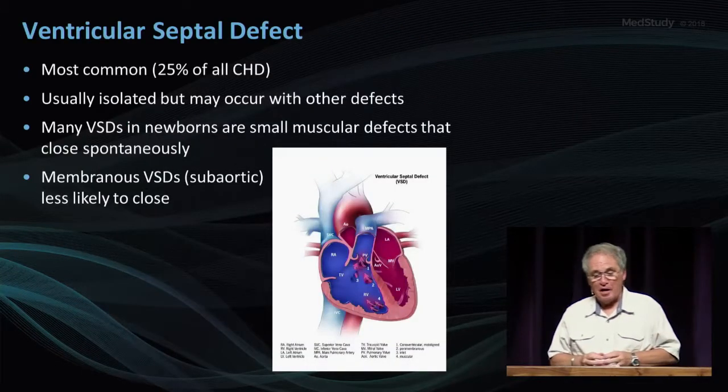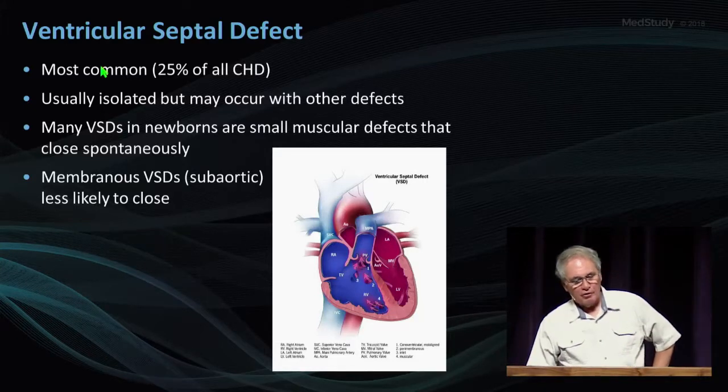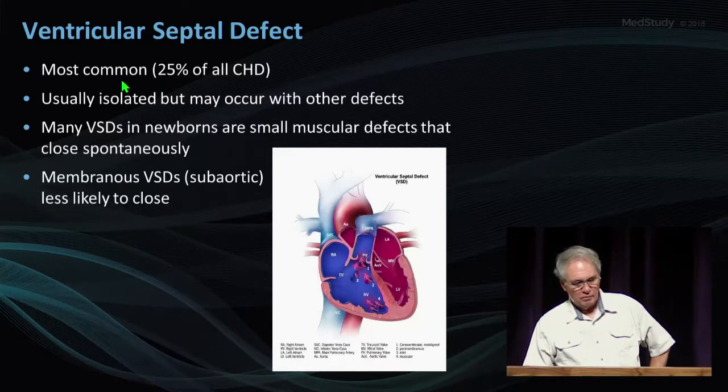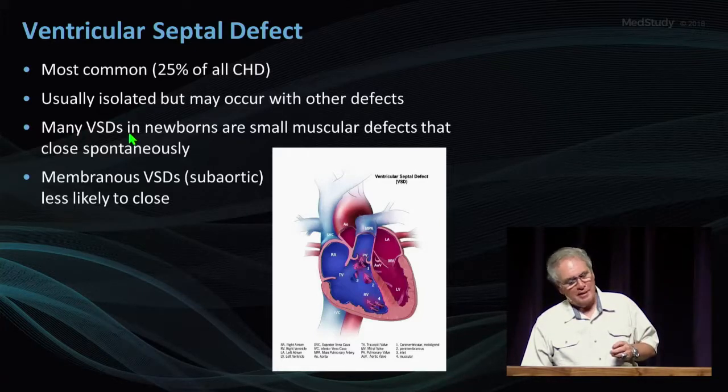Okay, let's talk about some of these common left to right shunts. You've seen these. You know what these are. Ventricular septal defect. Very common, 25% of all congenital heart disease. Usually isolated, but can occur with other defects like an ASD or a PDA or coarctation. Many close spontaneously in the newborn.